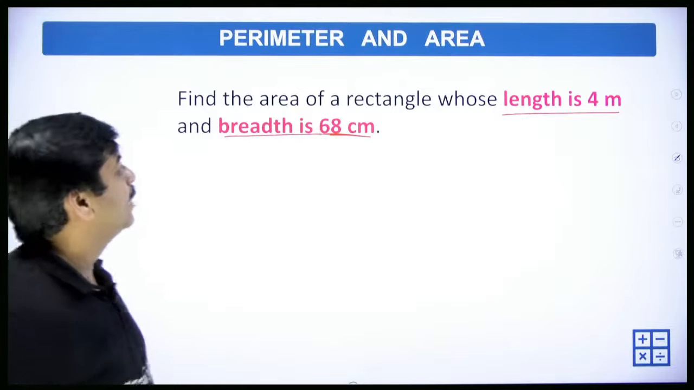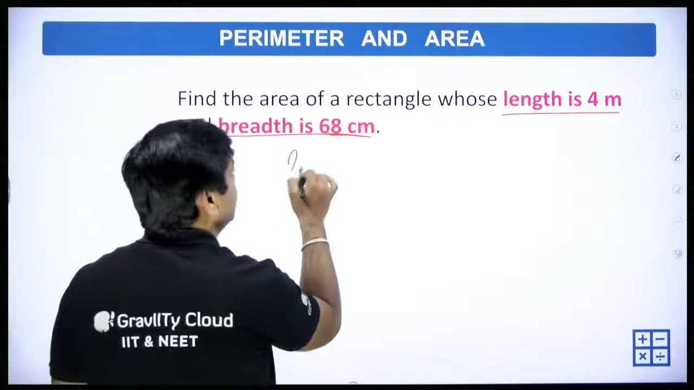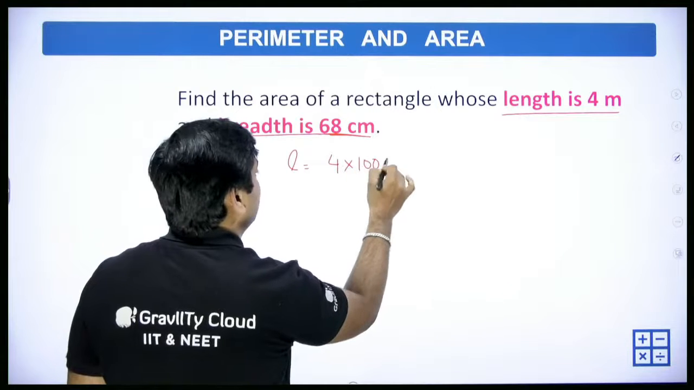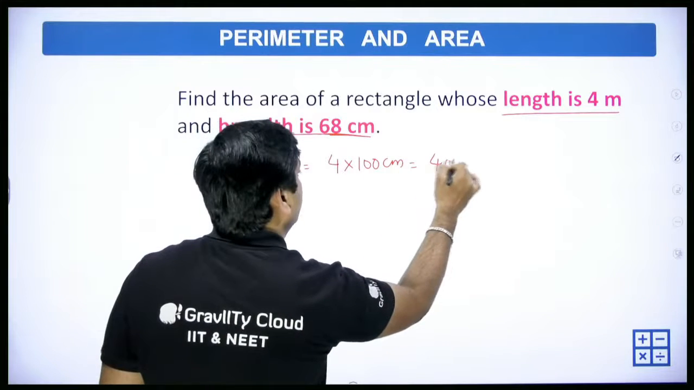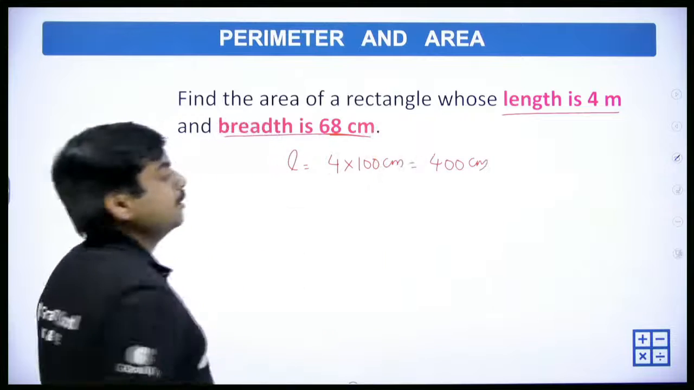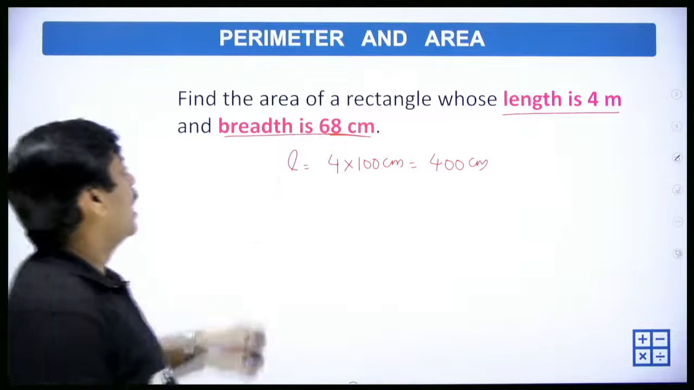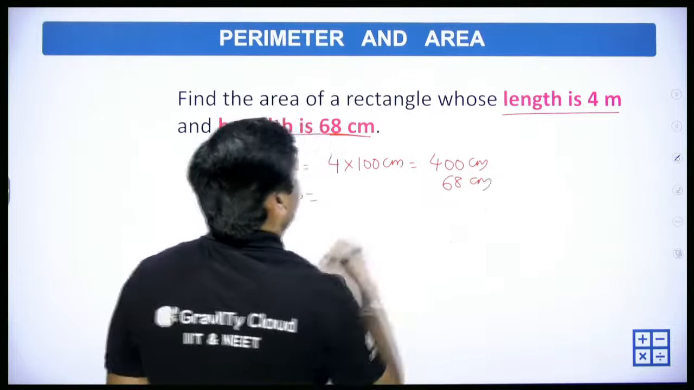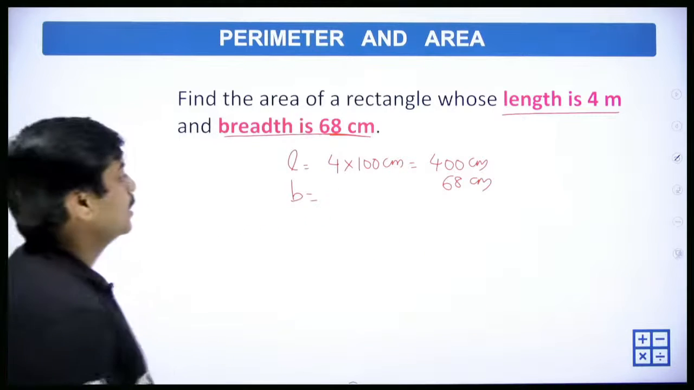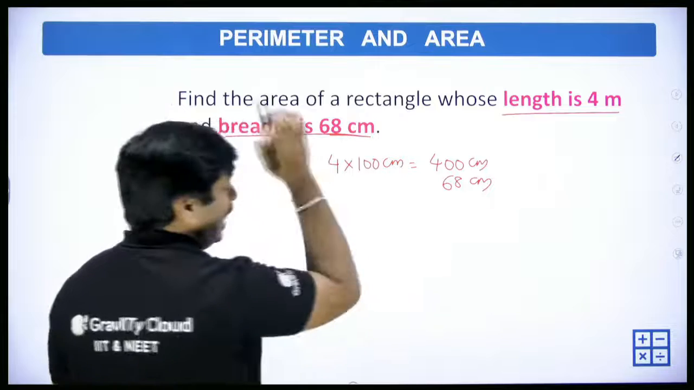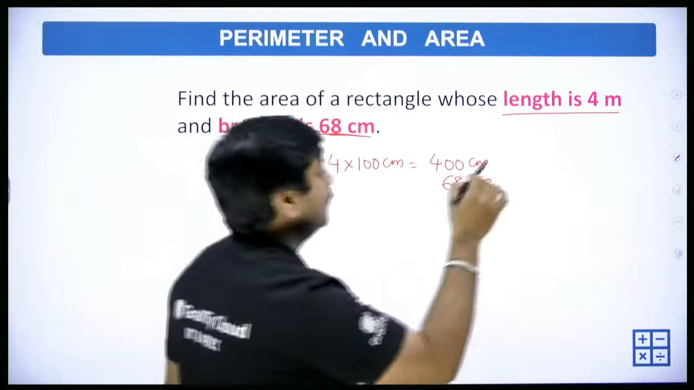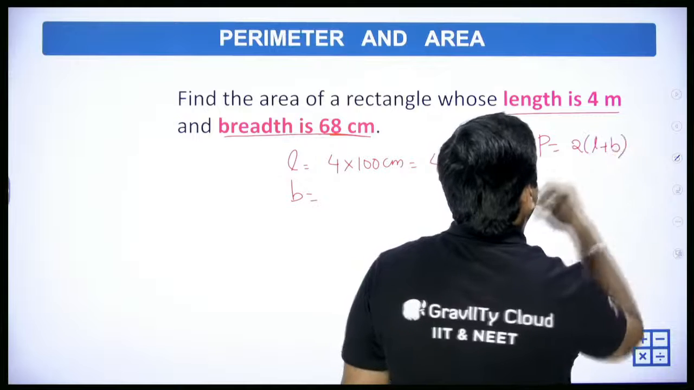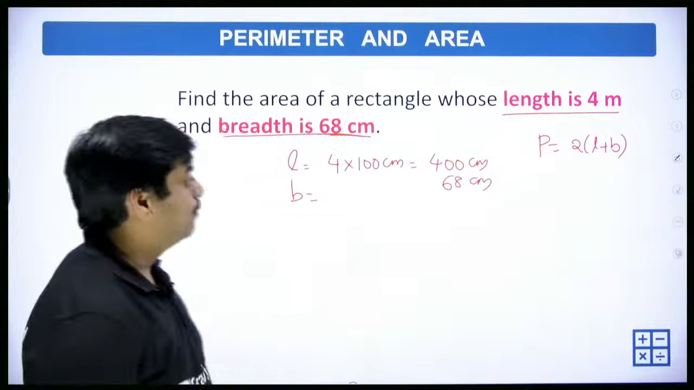So find the area of a rectangle whose length is 4 meters, or 4 into 100 centimeters. That will give you 400 centimeters, and the breadth is equal to 68 centimeters. Now, if it is asked for perimeter, you can directly go with 2 times length plus breadth.